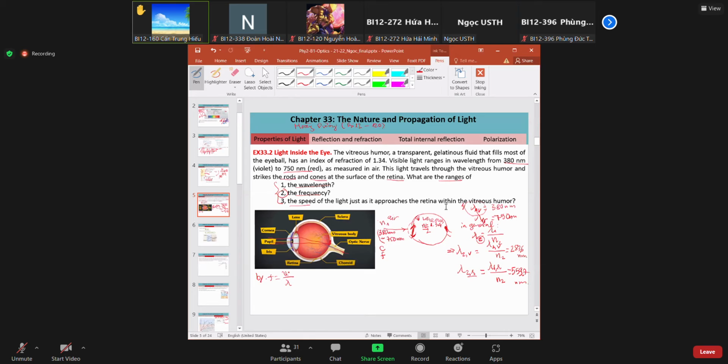I think it's right. Then you've got the frequency of the light just as it approaches the retina. Okay, within the viscous humor, they didn't ask you about the frequency of the light outside. So how can you see here?